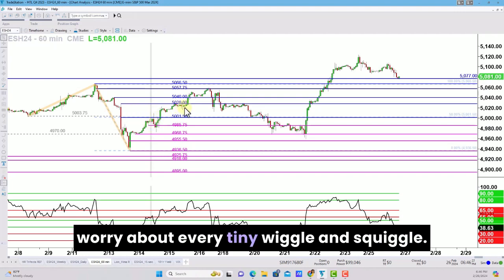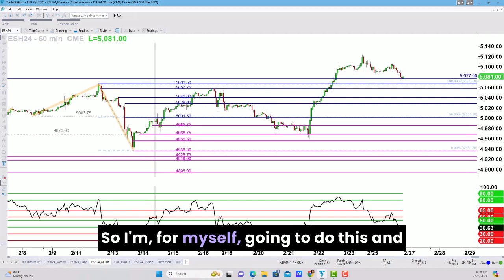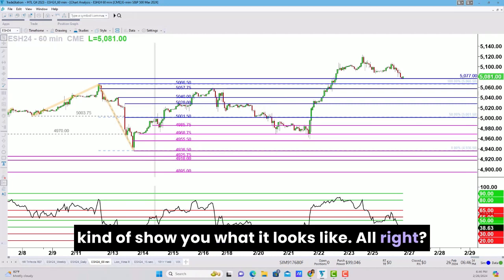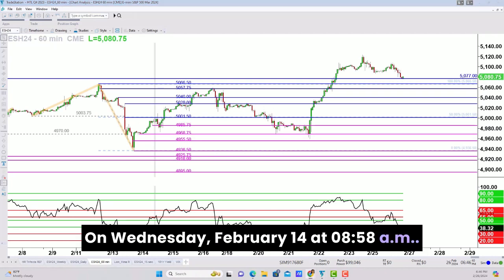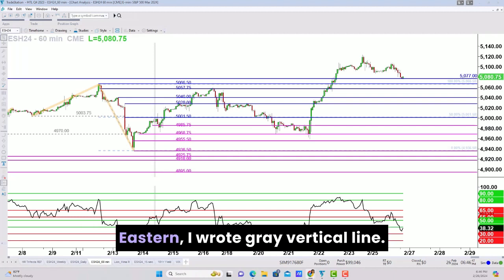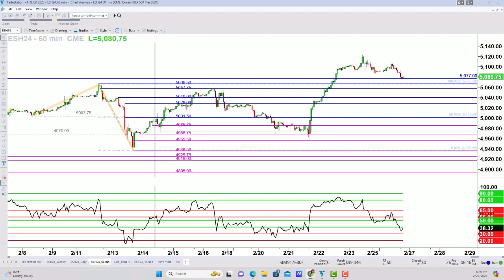Now, when I go back and I recap and review what happened, I'm not going to, like I said, worry about every tiny wiggle and squiggle. I'm going to look at the bigger picture. So I'm, for myself, going to do this and kind of show you what it looks like, all right? So for me, this would be, all right, on Wednesday, February 14th at 8:58 a.m. Eastern, I wrote, gray vertical line, I wrote, and then whatever I wrote. So that information I had here, and I'm just going to narrate it. Okay, I'm just bringing this as an example.